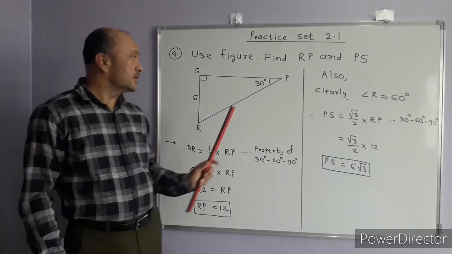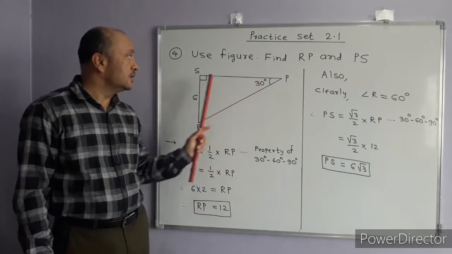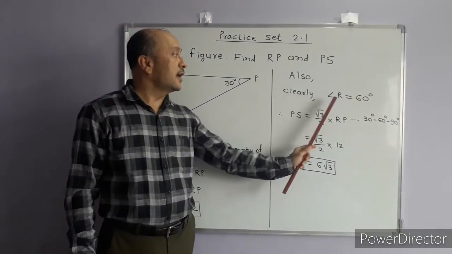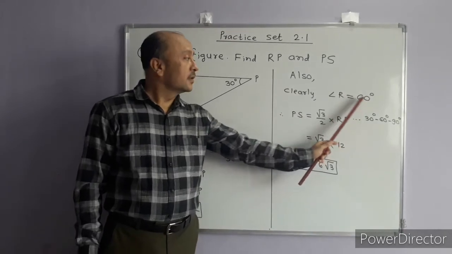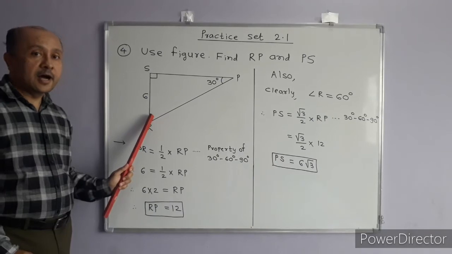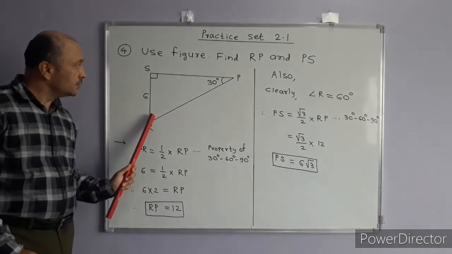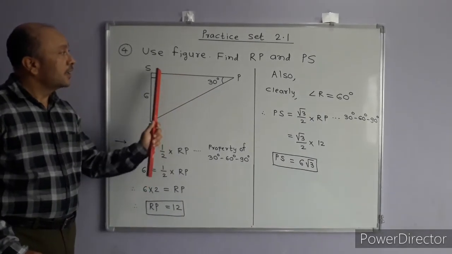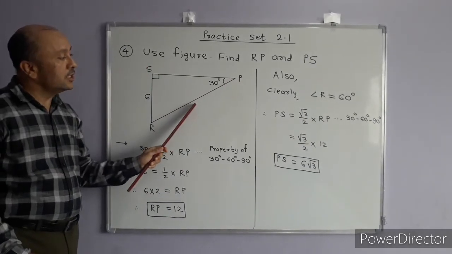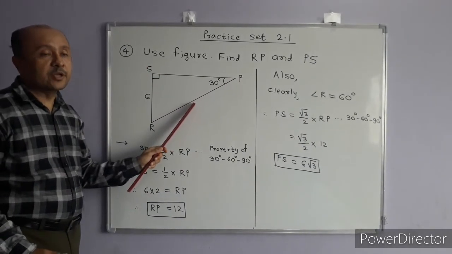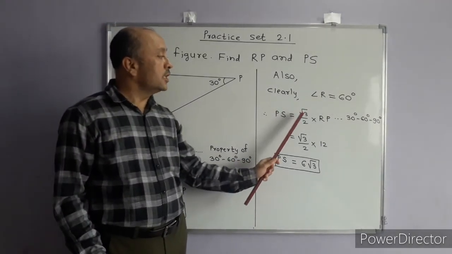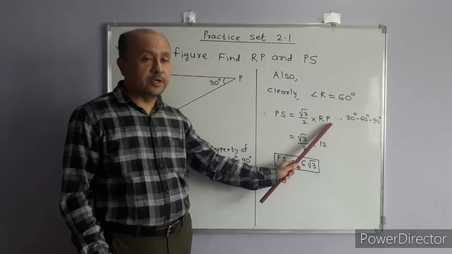Then let us go to the next. This angle is 30, this is 90, then this must be 60. So that is written here clearly, angle R is 60. Then the side opposite to 60 degree, this is angle R, is SP or PS. It is root 3 upon 2 times the hypotenuse. That is a property. So PS is equal to root 3 upon 2 times the hypotenuse.